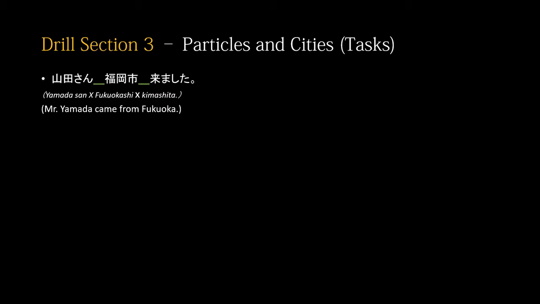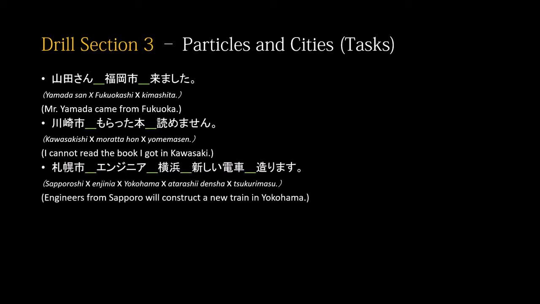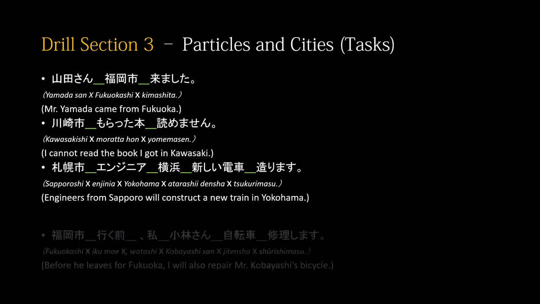And now I will be reading the first sentence of our third drill set. Yamada-san empty, Fukuoka-shi empty, kimashita. Mr. Yamada came from Fukuoka. Our second sentence, Kawasaki-shi empty, moratta hon empty, yomemasen. I cannot read the book I got in Kawasaki. Our third sentence, Sapporo-shi empty, engineer empty, Yokohama empty, atarashii densha empty, tsukurimasu. Engineers from Sapporo will construct a new train in Yokohama.